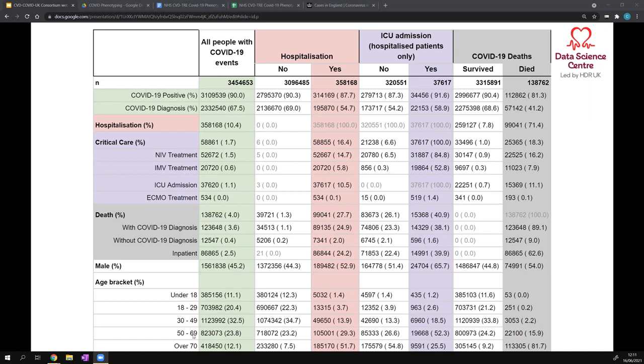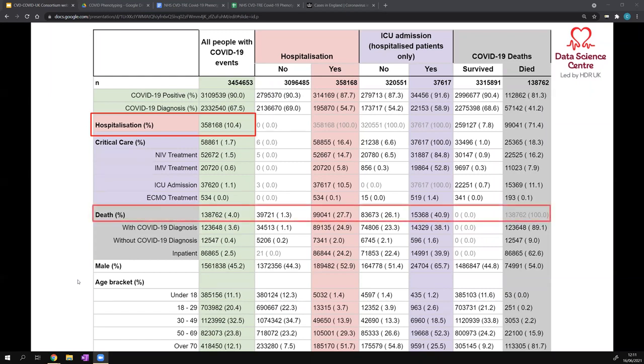Now, I wanted to present this just to show you the level of characterization that we've done, but whilst it's here, I'll just highlight a couple of key findings. So we can see that of all individuals with COVID-19, about 10% of those are hospitalized, and the overall mortality rate is about 4%. But by stratifying with hospitalization and intensive care, you can see that the inpatient mortality rate is 28%, and the mortality rate in those admitted to intensive care is 40%.